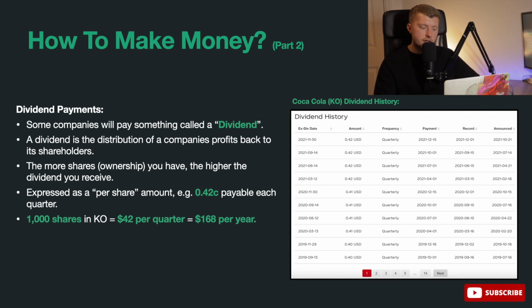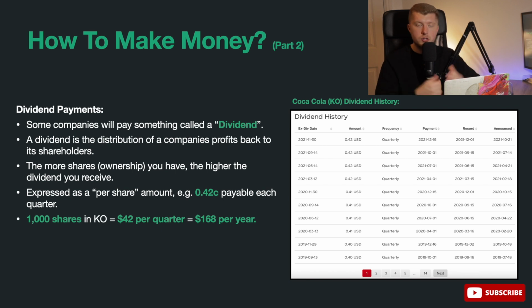And over on the right hand side, what I've done is provided a screenshot of Coca-Cola's dividend history. Now, Coca-Cola have paid dividends for decades and decades consecutively, and you can see under the amount column, they've consecutively increased that dividend over time as well. So as of the 2019 mark, they were paying a 40-cent dividend per quarter. By 2020, it was 41 cents, and now in 2021, it's 42 cents.